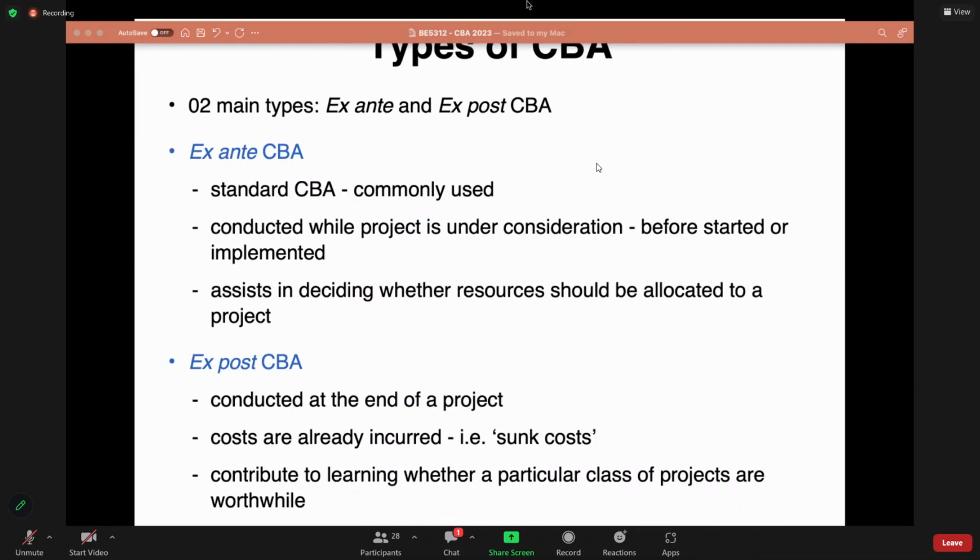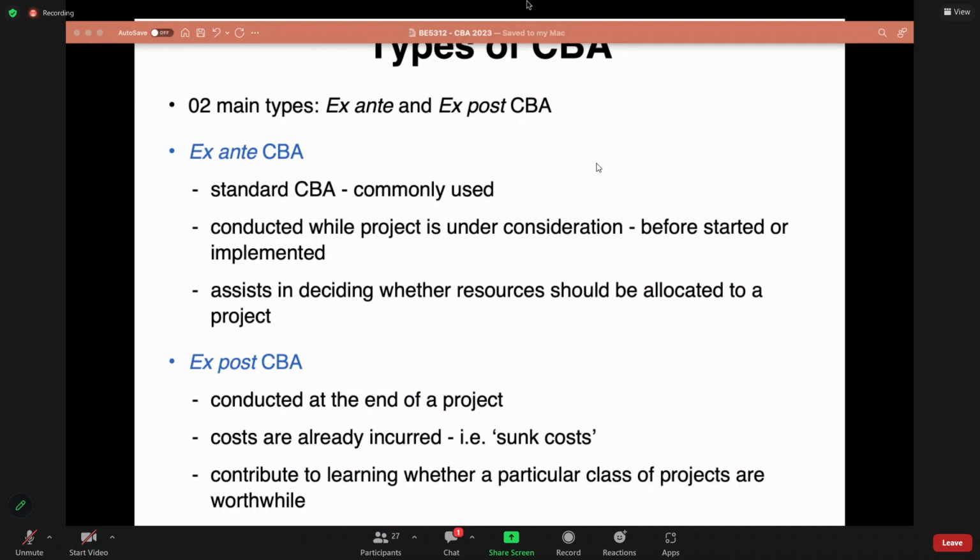So there are several different types of cost benefit analysis, depending primarily on when you do this. For instance, ex ante, that's the most commonly used type of CBA. That's where you basically do an analysis before you start or implement a particular project, to check to see whether it's actually beneficial or not.